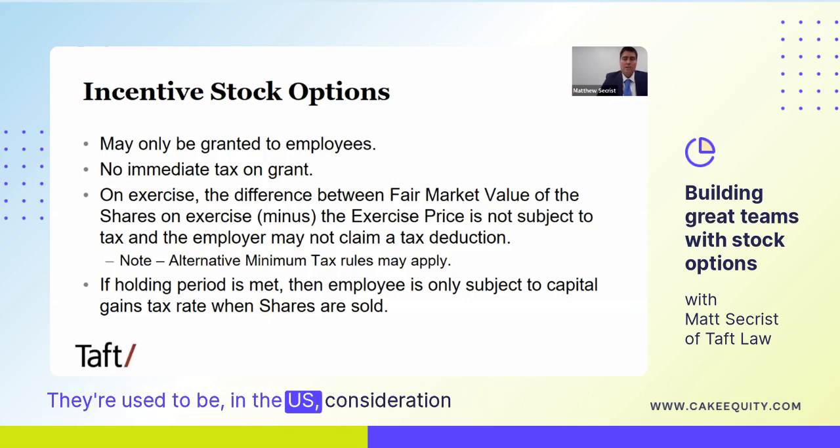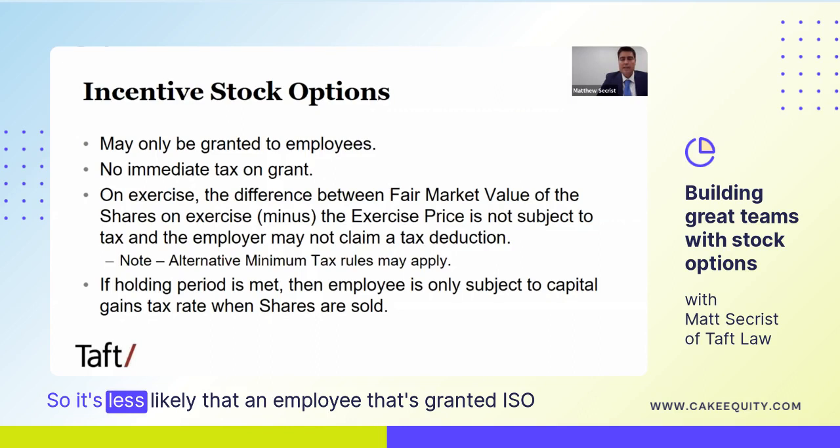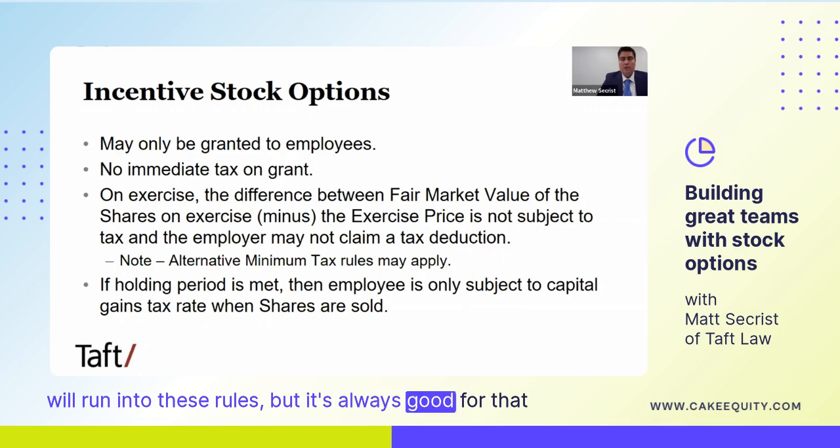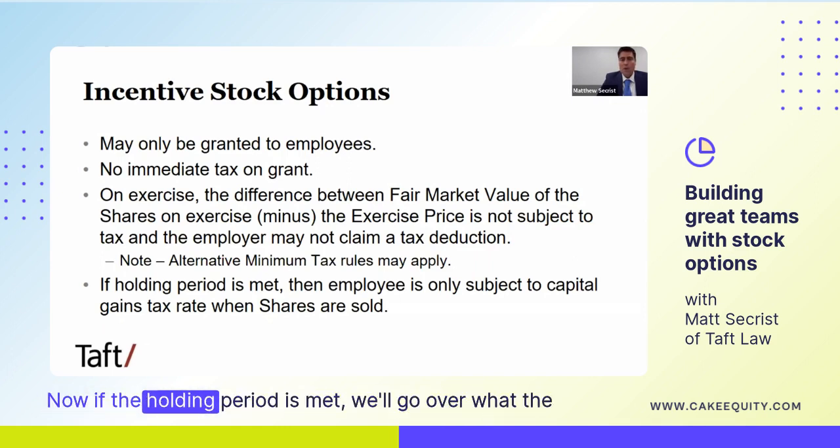There used to be in the US consideration for the alternative minimum tax. So employees, when they exercise ISOs, might have to include some of the value for calculating their alternative minimum tax. But a few years back, we had tax reform. And tax reform really changed the alternative minimum tax rules. So it's less likely that an employee that's granted ISOs will run into these rules, but it's always good for that employee to go talk to their tax advisor to see if the exercise of an ISO is going to trigger the AMT rules.